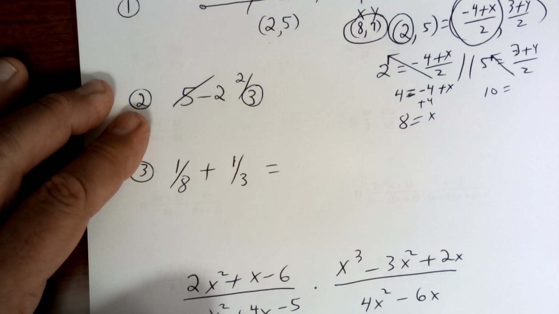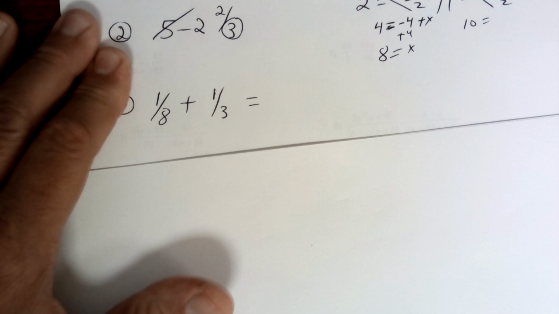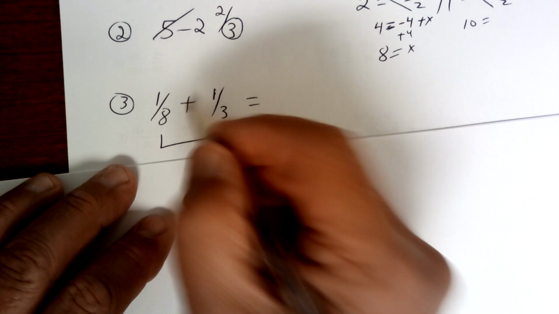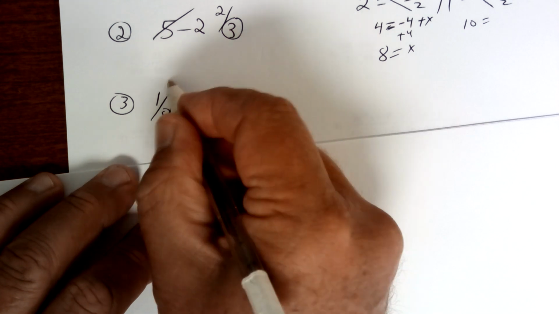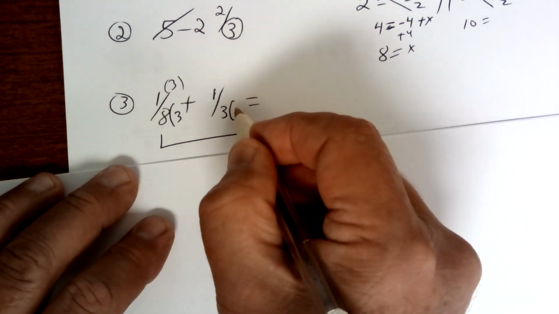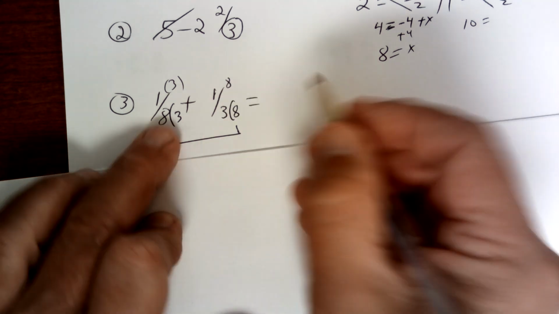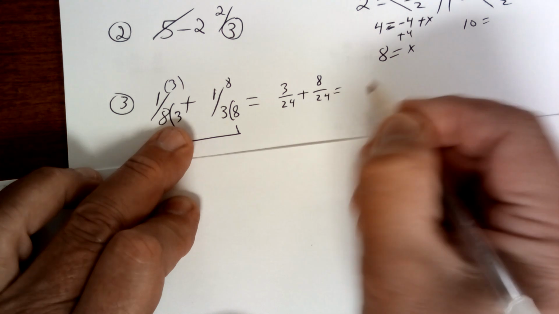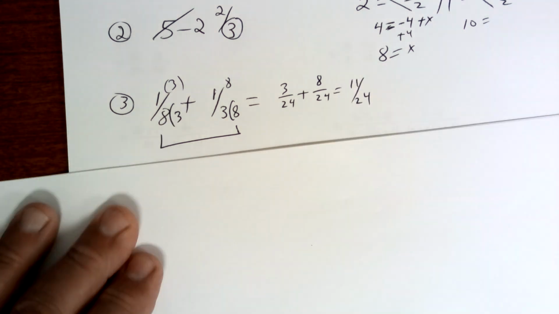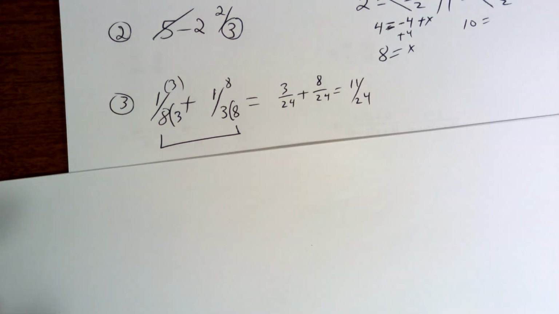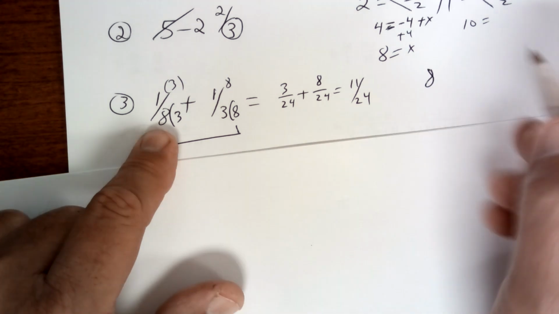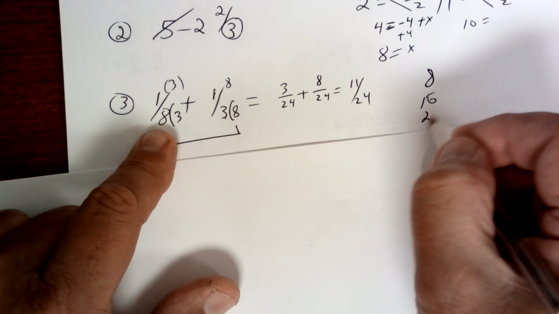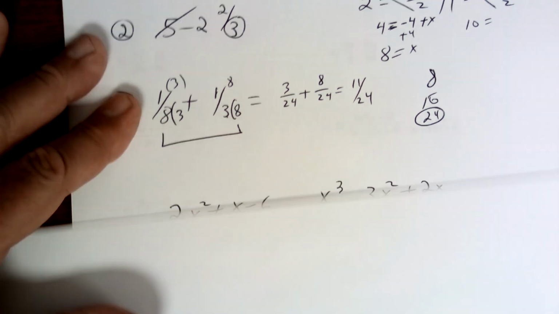This one right here, you want to find the least common denominator, which is 24. So you want to multiply this one by 3, and you want to multiply this one by 8. So you're going to get 3 over 24 plus 8 over 24, which equals 11 over 24. Okay, remember, to find your least common denominator, you take the biggest one, which is 8. Does 3 go into 8? No. Does 3 go into 16? No. Does 3 go into 24? Yes.